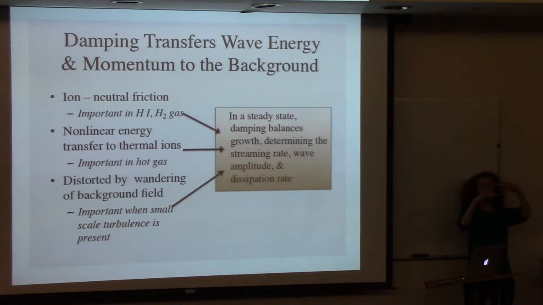These alpha wave packets can move essentially at the ion thermal speed. There are thermal ions, so this is important in hot gas. And then there's another mechanism, which Peter Goldreich worked on, which is that the waves are distorted because the background field that they propagate in is not homogeneous, and it tends to shear the waves apart. So if you have small-scale turbulence in the medium, this can be important.